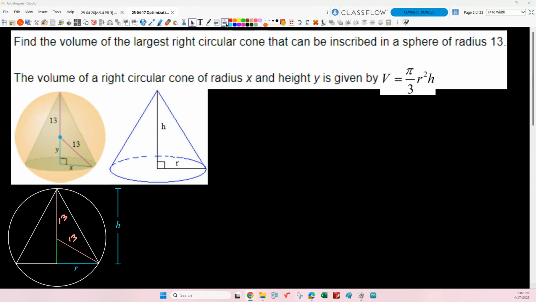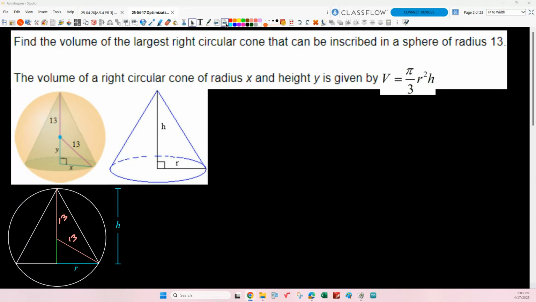What's it mean to be inscribed in a sphere? Yeah, that fits inside. Okay. So if you inflated a right circular cone inside a sphere, what's the biggest it could get? What would be the dimensions of that largest right circular cone that you could fit inside a hollow sphere of radius 13? Okay, so what do you think?